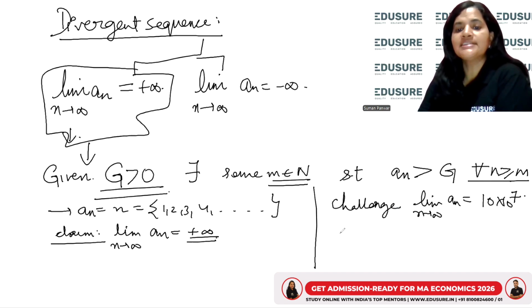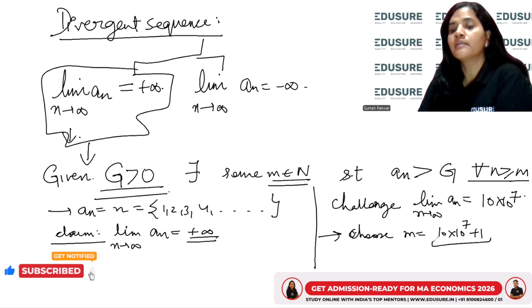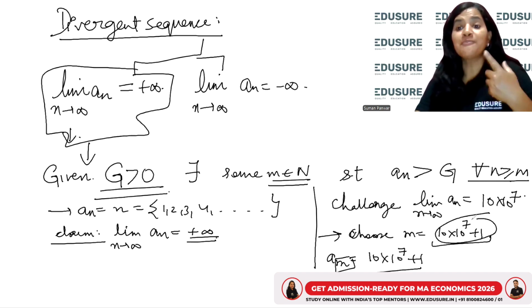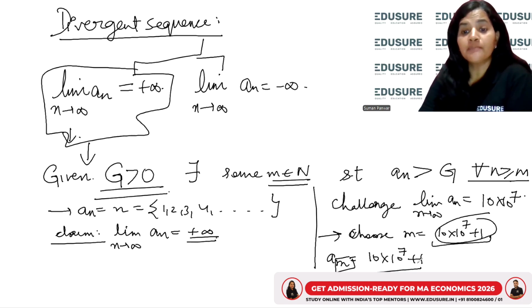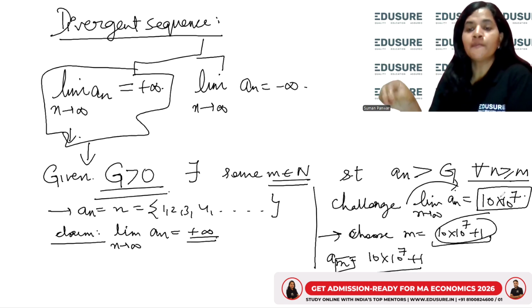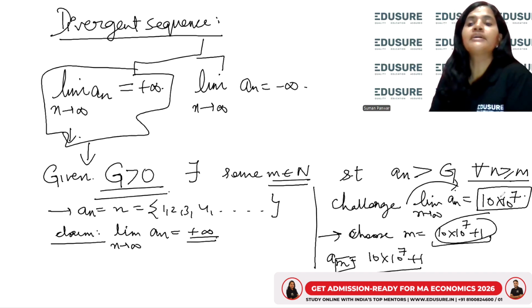All right. So I will choose m equal to 10 into 10 raised to the power 7 plus 1. So this am will be equal to 10 into 10 raised to the power 7 plus 1. That is 10 crore 1. The element at the 10 crore 1th place will be 10 crore 1. That means the challenge is false. The limit cannot be 10 crores. Whatever big number you give me, I will be able to find a term of the sequence which will be greater than that number. And in fact, after that term, every term will be greater than that number.